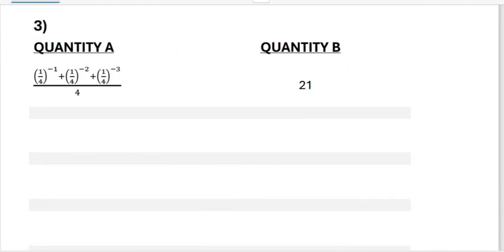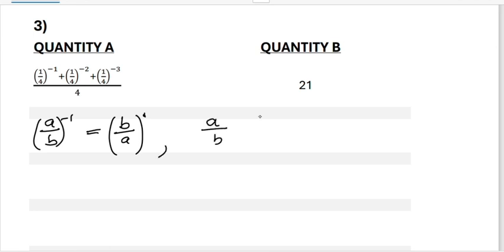For question 3, we are given quantity A and quantity B, and before I do anything, let me just show you that if you have (A over B) to the power of -1 in indices, this is simply (B over A) to the power of 1, which is just B over A. If you're given (A over B) to the power of -5, this is simply (B over A) all to the power of 5. So just keep this in mind.